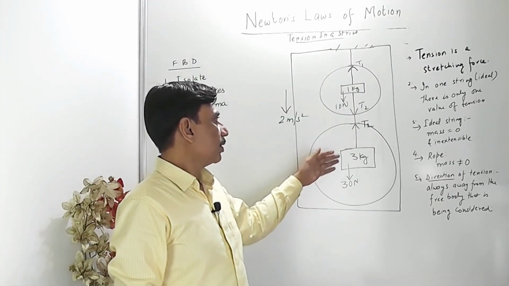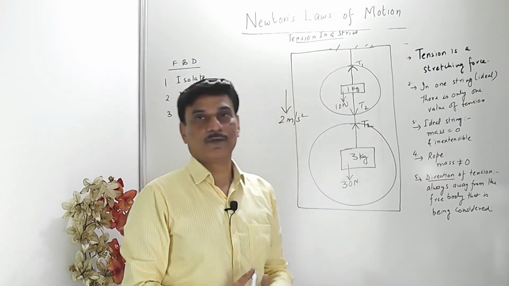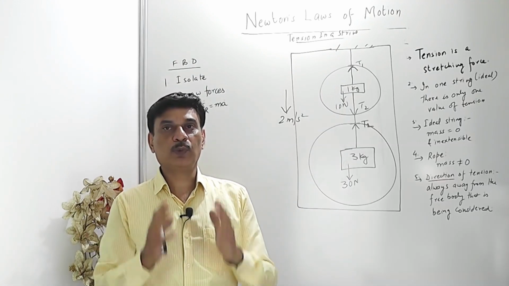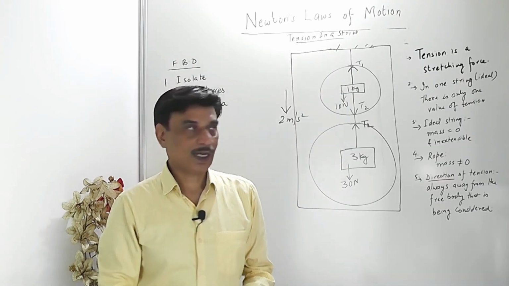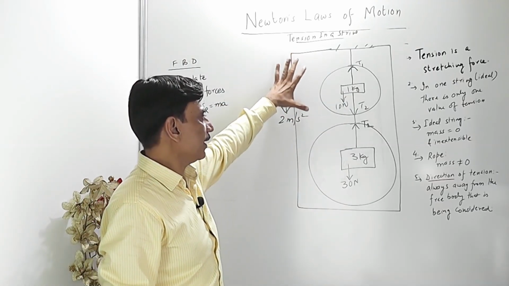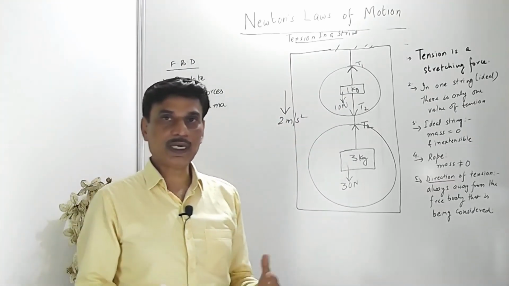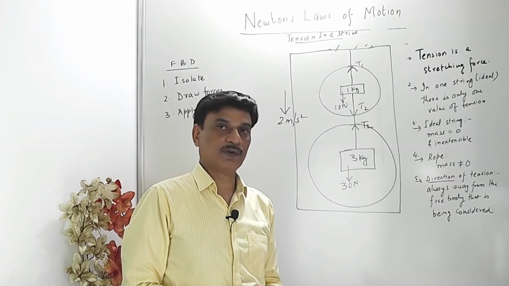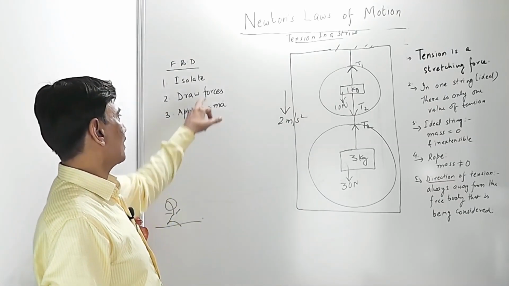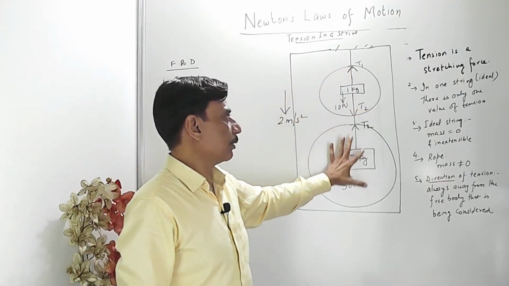Let's take now a case where these two blocks are hanging from the roof of an elevator. This elevator can move only vertically, up and down. And at this instant, this elevator is accelerating downwards with an acceleration of 2 meters per second square. And we are asked to find the values of T1 and T2. Please understand, isolate the body, it's the same thing. Draw forces, the forces remain the same.